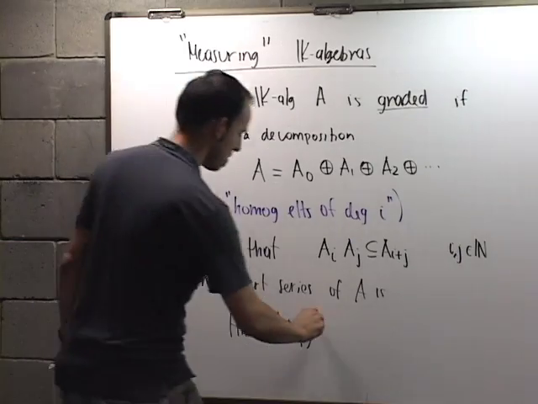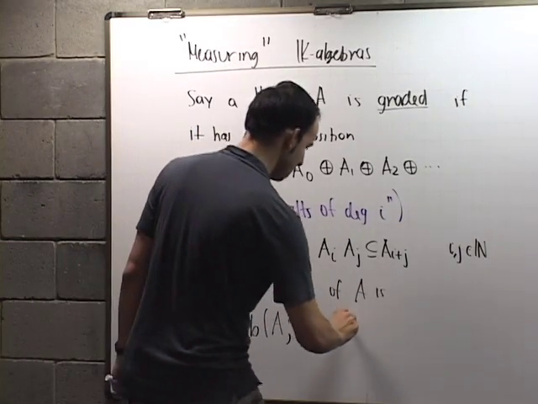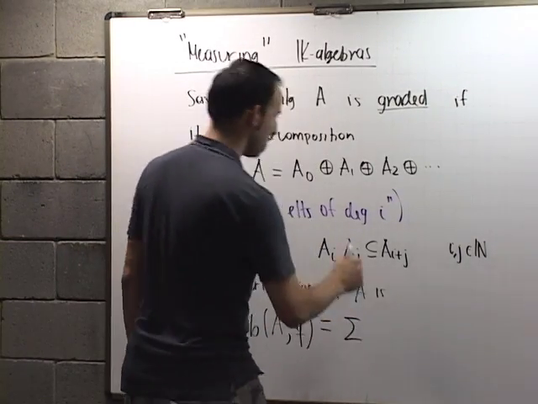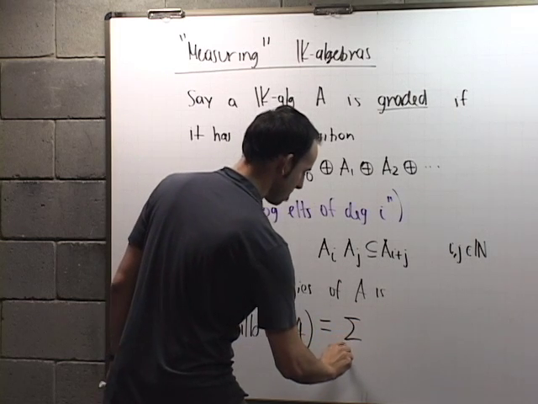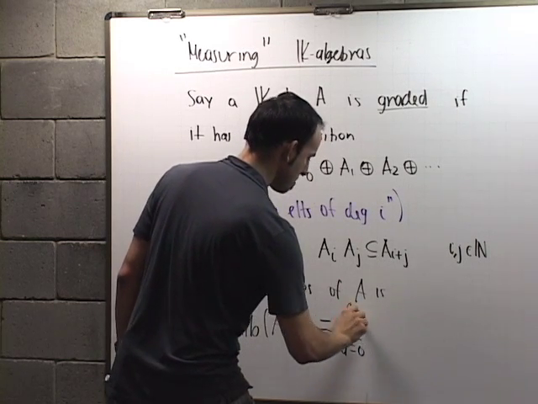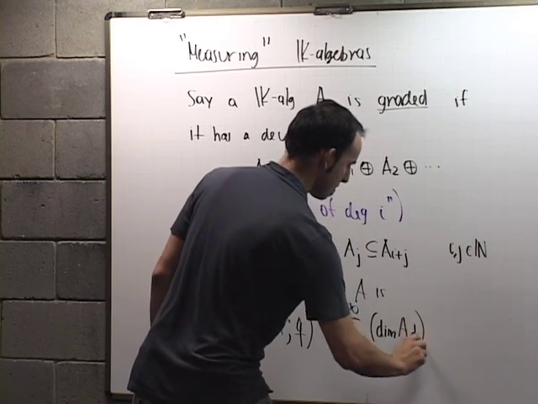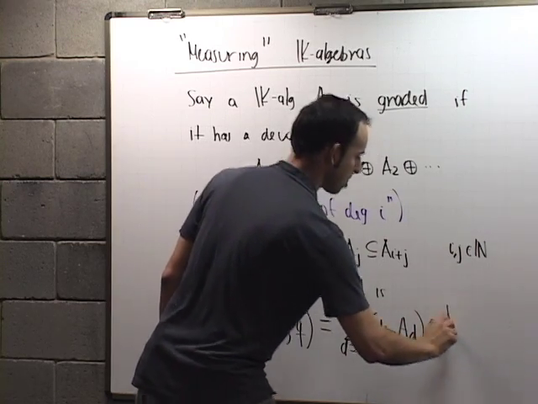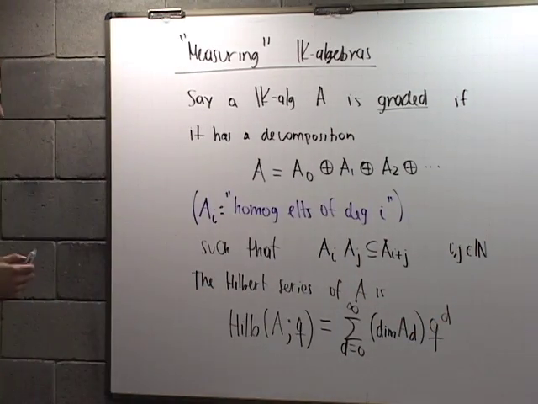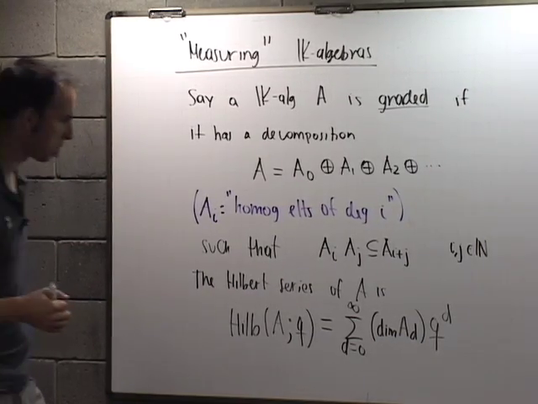It's a function of Q. And what you do is that you take the sum of the different graded pieces. From d equals 0 to infinity, you take the dimension of A_d times Q to the d. So we take the dimension of each piece and we make a formal series out of it.